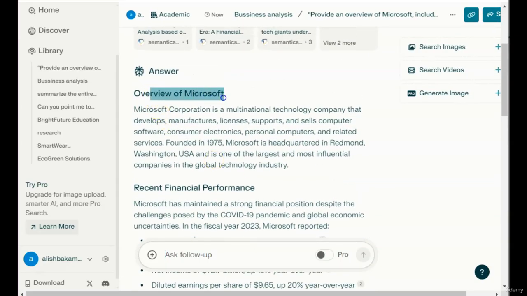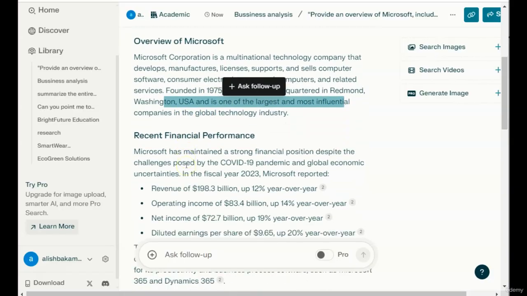First, it gives the overview: Microsoft Corporation is a multinational technology company that develops, manufactures, licenses, supports, and sells computer software, consumer electronics, personal computers, and related services. It was founded in 1975 in Redmond, Washington, USA, and it is one of the largest and most influential companies.